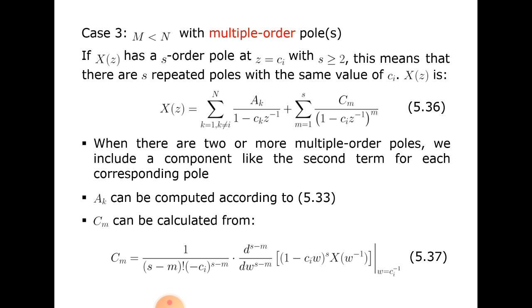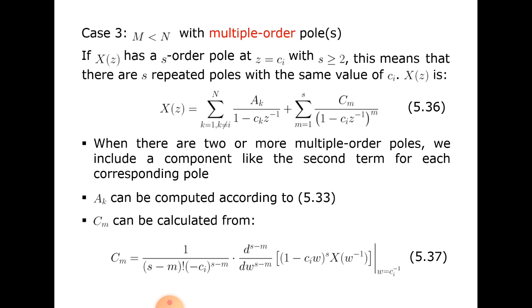In case 3, m less than n with multiple order poles. If X of z has an order s pole at z = c1 with s greater than or equal to 2, this means that there are s repeated poles with the same value c1. X of z is the summation over k = 1, k not equal to i, of a_k divided by (1 − c_k z^(−1)), plus the summation over m = 1 to s of c_m divided by (1 − c1 z^(−1)) to the power m. So when there are two or more multiple order poles, we include a component like the second order term for each corresponding pole.